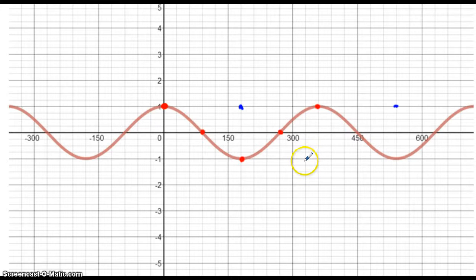shape of cosine. The minimum occurs halfway between the beginning and the end of the cycle, which would be right here. We have intercepts that occur halfway between the beginning of the cycle and our minimum, which will be here, and halfway between the midpoint of our cycle and the end of our cycle, which would be here.